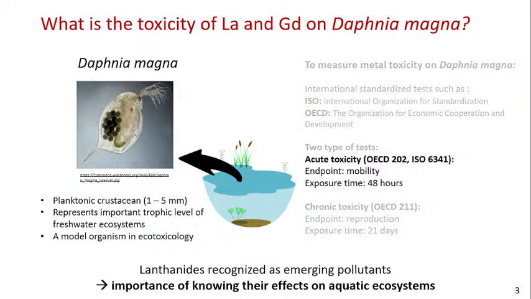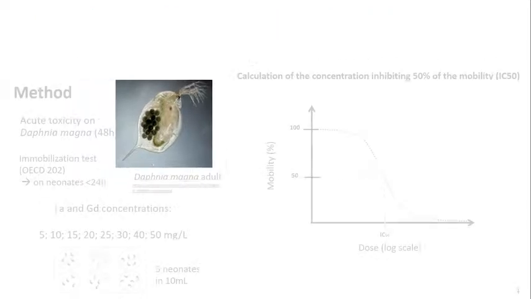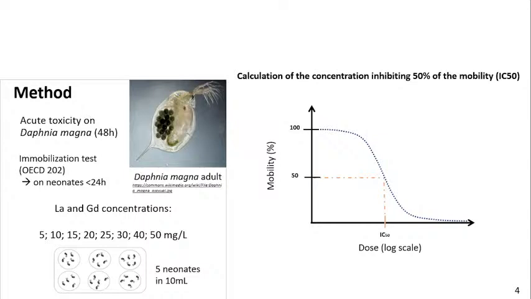So first, to answer the question of what's the toxicity of these 2 elements on Daphnia magna, I started with the acute toxicity. And so if you remember, I said that they have similar properties. So in theory, we would expect that they would have similar toxicity to the organism.